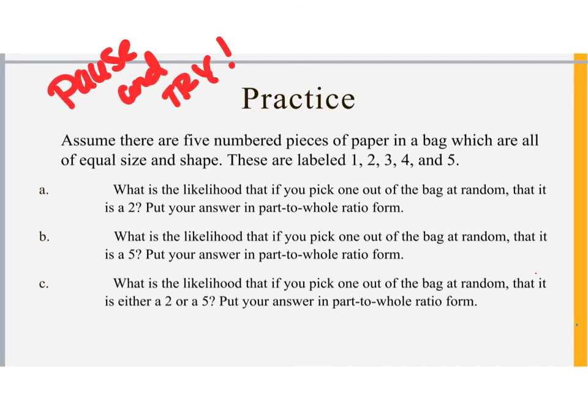Assume there are 5 numbered pieces of paper in a bag which are all of equal size and shape. They are labeled 1, 2, 3, 4, and 5. If these are all in the bag together, then if I reach in and randomly grab one, they are equally likely to occur. So what is the likelihood that if I pick one of the pieces of paper out of the bag at random, that it is a 2? Well, there's 5 possibilities, of which one of them gives me a 2. So the likelihood is 1 to 5, 1 out of 5.